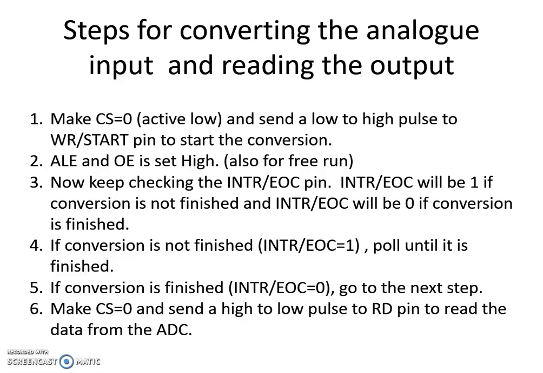If the conversion is not finished, EOC equals 1, usually we will do it in a polling method. That means we will poll the EOC pin with the microcontroller. As long as EOC is equal to 1, we will not run the program, and we will not read the input from the ADC. If the conversion is finished and EOC equals 0, we go to the next step. The next step is to make CS, chip select, equal to 0, and then read the conversion from analog to digital into our microcontroller. Hopefully when I run the simulation, it will be much clearer.